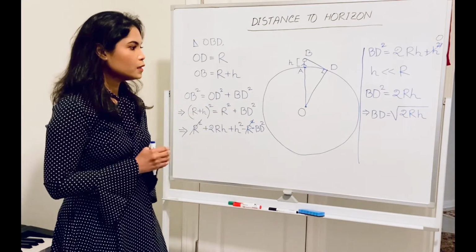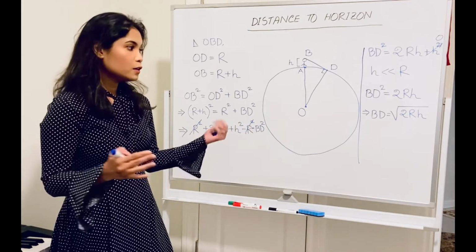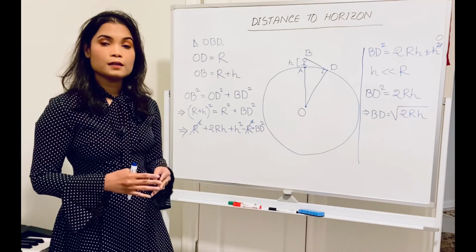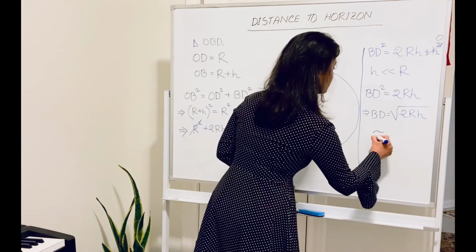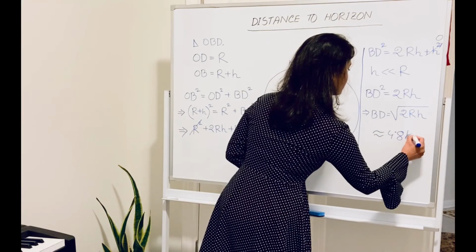So the radius of the Earth is around 6,400 kilometers. And average height of a person can be, let's say, 6 feet. And if you consider all of those into the same unit and do the calculation, it will be around 4.8 kilometers.